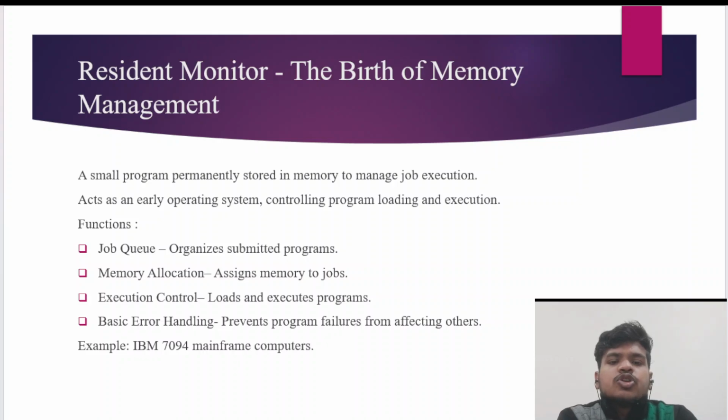How does it work? There are four things which make the resident monitor work. The first one is the job queue. The user submits programs to a queue. Then there is memory allocation. The monitor assigns memory to that job. And then execution control. It loads a program, executes it, and then clears the memory for the next job. Then we have basic error handling. If a program crashes, the monitor prevents it from affecting other programs. Example, IBM 709 and IBM 7090 mainframe computers used resident monitors to handle batch processing.